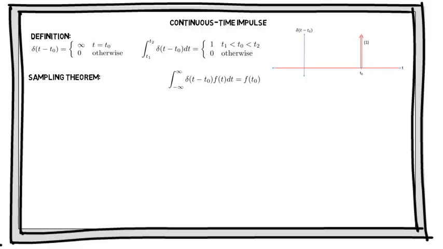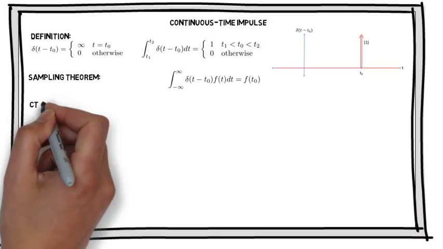So here's that black box that allows us to take just one sample of the signal f of t. This is actually the reason why Dirac invented the delta function. It's basically a way of taking continuous time and turning it into discrete time.